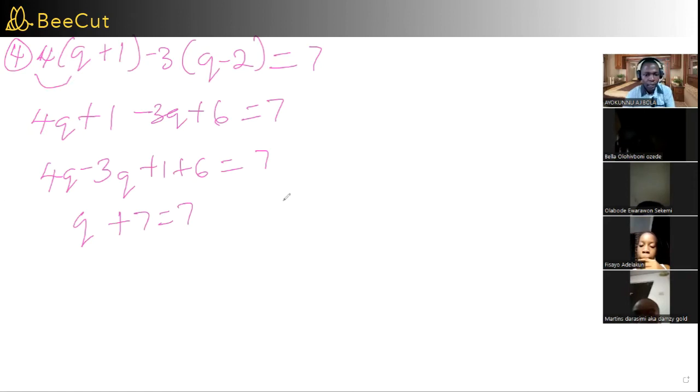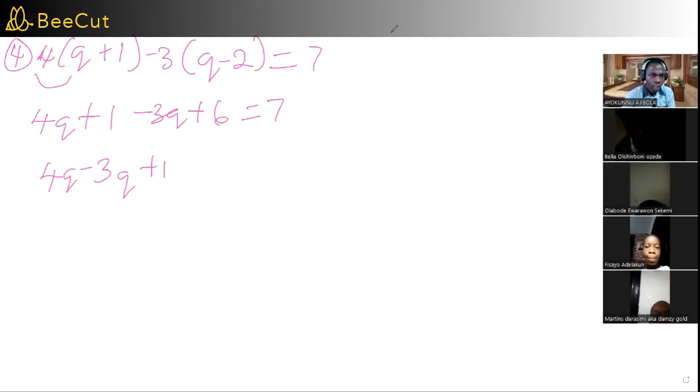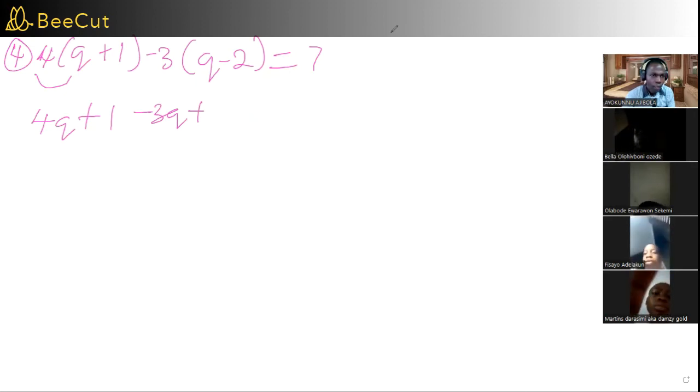So if you add anything to 7 and the result is 7, definitely you have 0 as your answer. If you add anything to 7 and your result is 7, definitely there is something there. I didn't expand the first one properly.